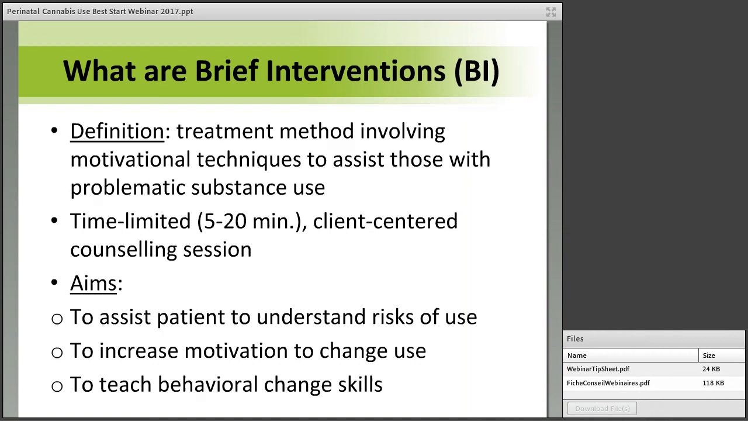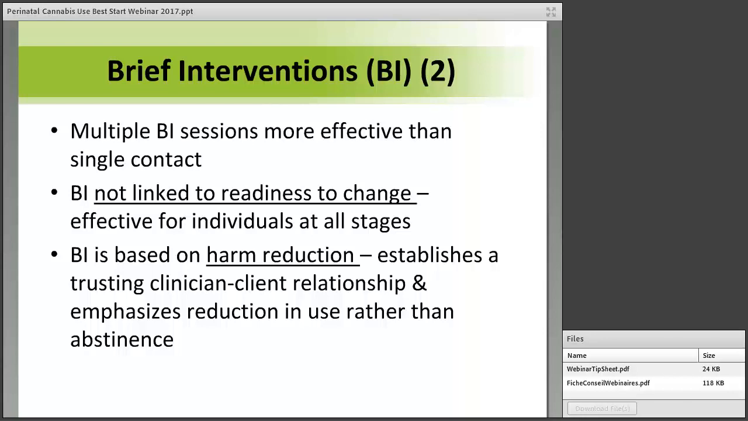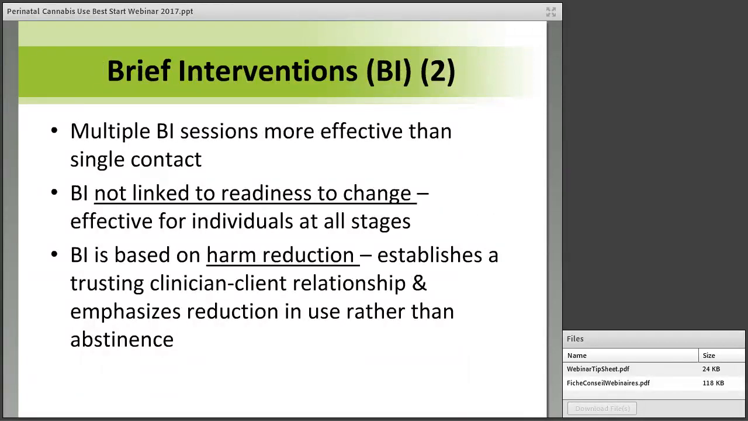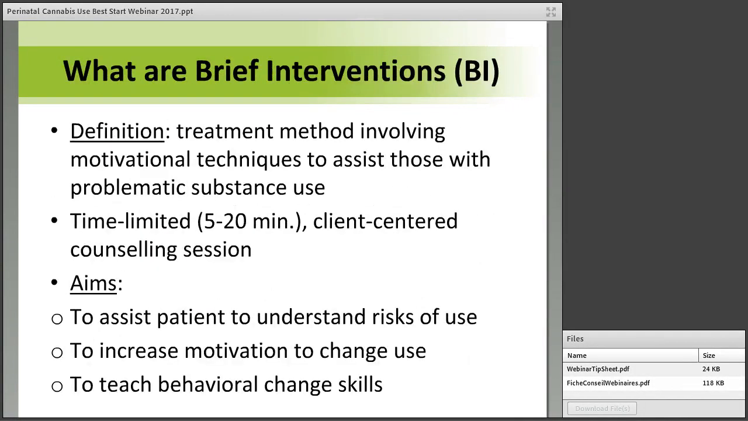When we're dealing directly with the moms, one approach we can use is called brief interventions. So brief interventions are short counseling interactions. It's a treatment method that involves motivational techniques to assist these women with problematic substance use, and it's to help them understand the risk of use, increase motivation to change their use, and to teach them behavioral change skills. Now, brief interventions require several visits before it makes a difference.